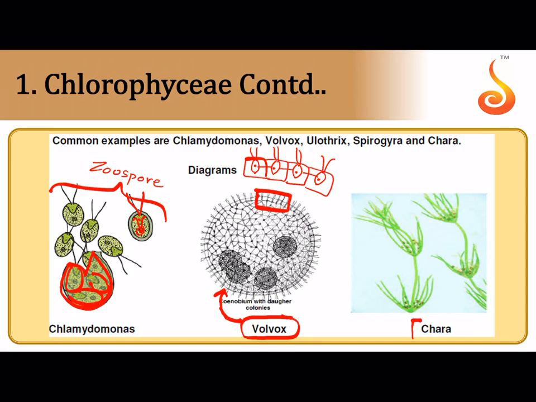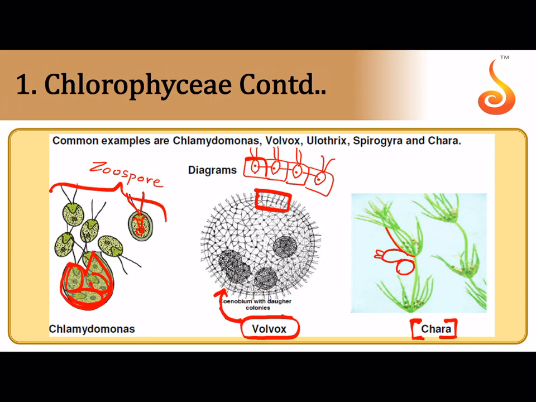And Chara is an algae which has calcium carbonate crystals on its cell surface. Chara is also monoecious. The main plant body of Chara is a haploid sexual body. It has two types of sex organs. For example, this is a leaf-like outgrowth, and at the axil of the leaf you will find these structures, the sex organs.